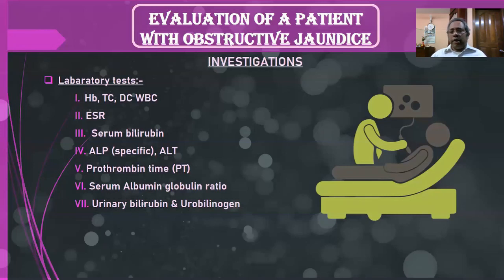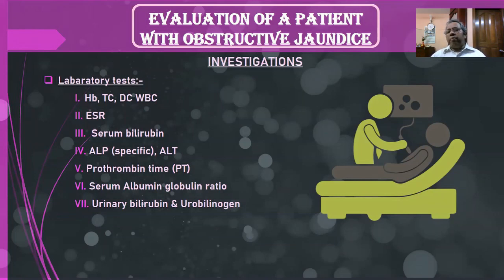And another important thing is, if it is more than 3 times the normal value, then it is confirmed that the patient has obstructive jaundice. More than 3 times the normal value. Very important answer: more than 3 times the normal value. And SGPT may be raised, but the confirmatory one is the alkaline phosphatase.